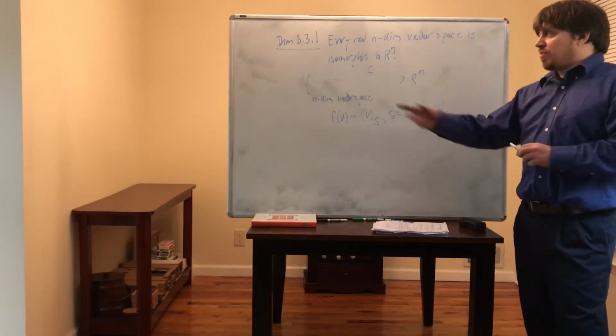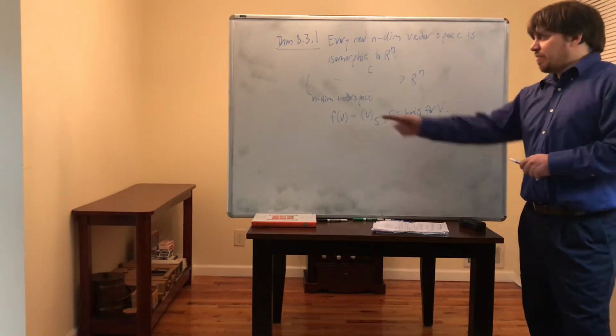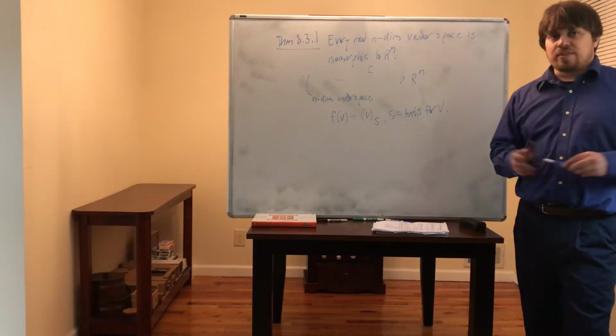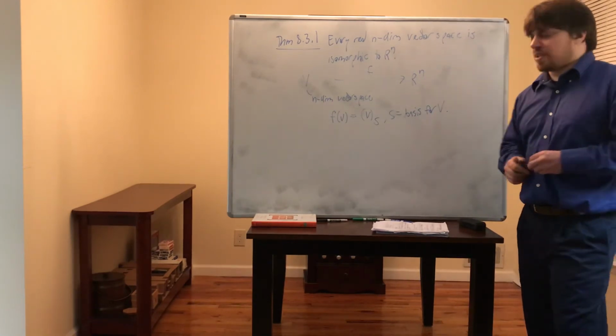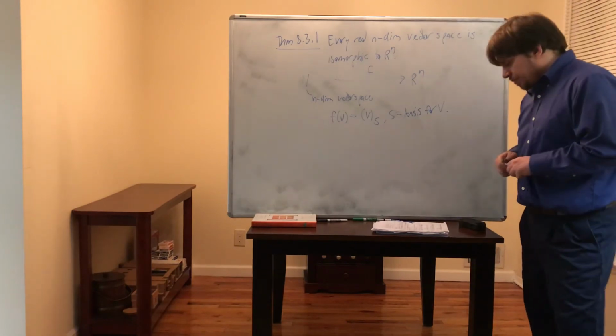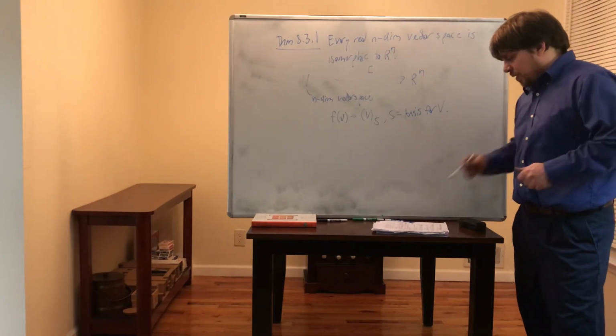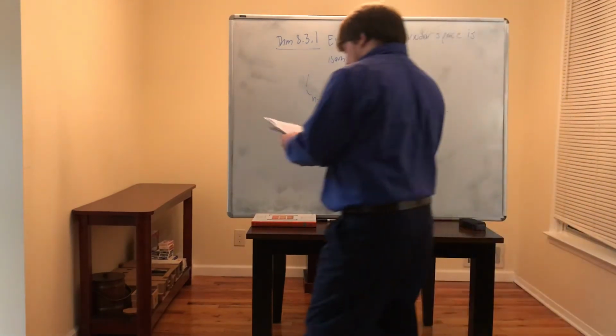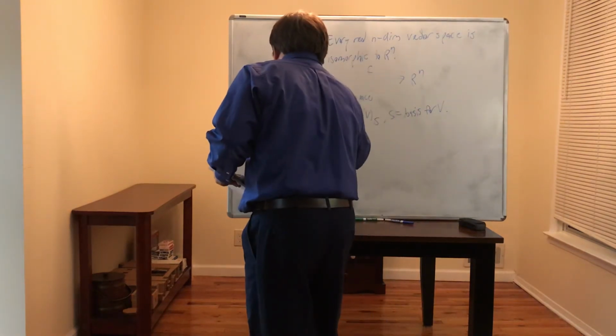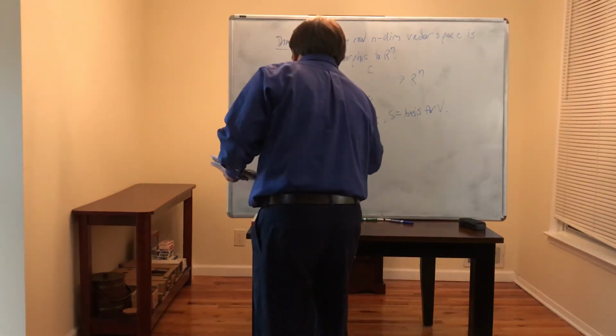Because we found an isomorphism F between them. F of V is equal to coordinates of V relative to S, where S is a basis for capital vector space capital V. Okay, actually, so that's the next theorem. Okay, so theorem 8.3.2.